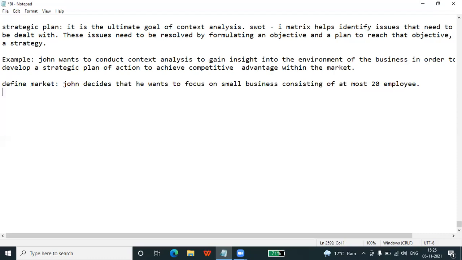Now, we'll do trend analysis. The macro environmental factors that John should take into account are as follows: political trend, economic trend, social trend, technological trend, demographic trend.